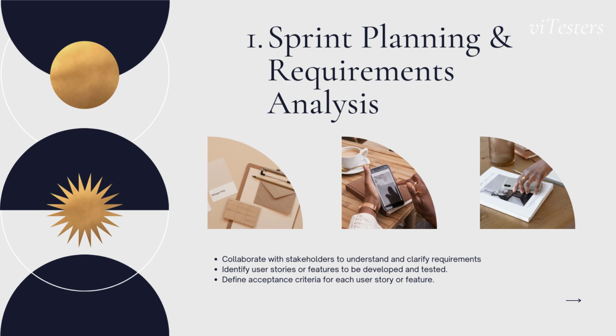Sprint planning and requirements analysis. This is the first phase. Collaborating with stakeholders to understand and clarify requirements was done in this phase. User stories that need to be developed and tested were identified. Apart from that, acceptance criteria for each user story or feature were defined. Stories were available in Jira and we used to link the requirement clarifications with each story to keep the visibility of the latest among the teams.